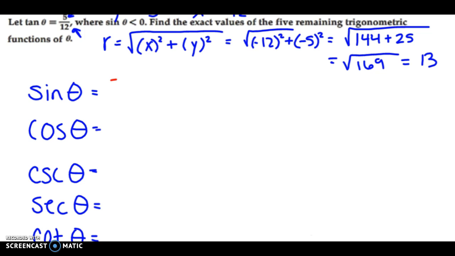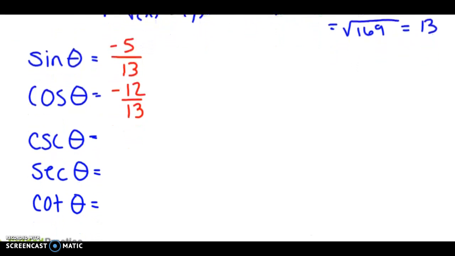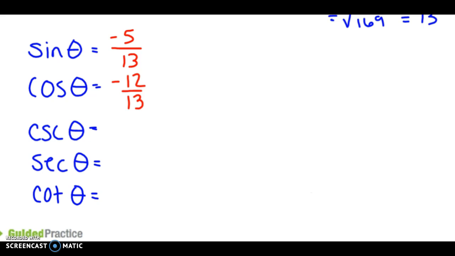So my y is negative 5, my r is 13, so my sine of theta is going to be negative 5 over 13. Cosine was x over r, so that would be negative 12 over 13. Cosecant is the inverse of sine, so we're just going to flip my sine. So that's going to be 13 over negative 5. Secant is going to be the inverse of cosine, so that's going to be 13 over negative 12. And then cotangent is the inverse of my tangent, so it's going to be 12 over 5.